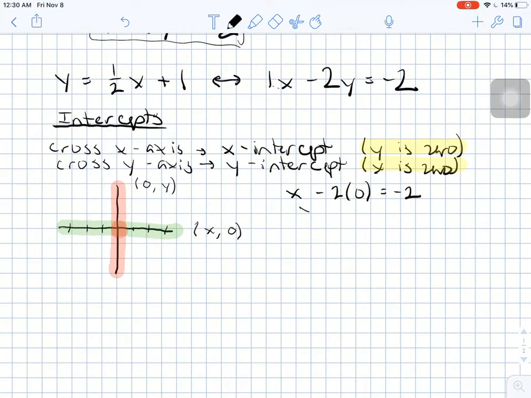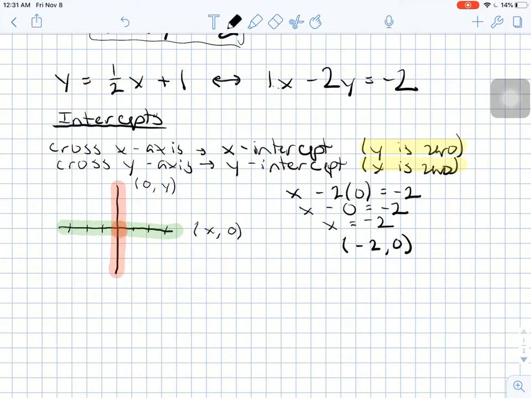So 2 times 0 is 0. So x minus 0 is -2. Anything minus 0, or anything plus -0, 0 is not positive or negative, but anything minus 0 is itself, which means x is -2. So that means that the x-intercept for this graph is (-2, 0). So we just found a point that we could use to graph this.